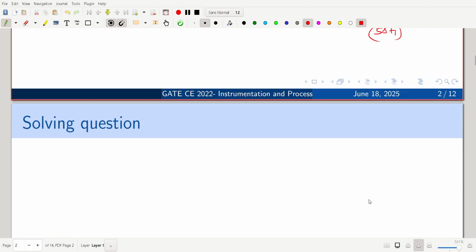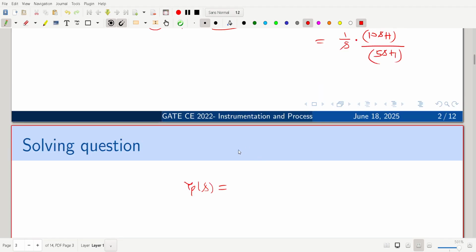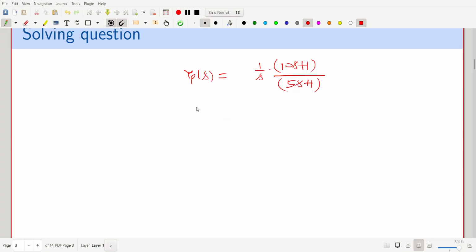G(s) is already given as (10s plus 1) by (5s plus 1). So our output is 1 by s into that. So here we want to apply the initial value theorem, t tends to 0 plus. I am putting y(t) in the time domain. We need not solve the inverse Laplace, we can directly manage in the Laplace domain only.